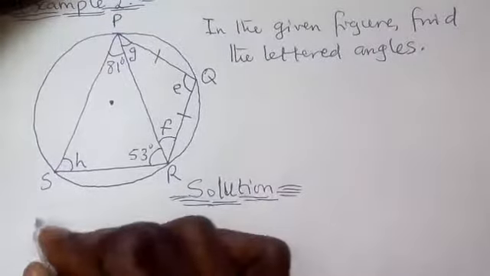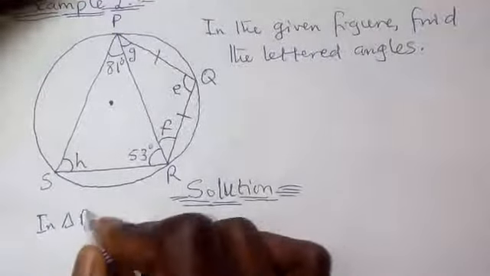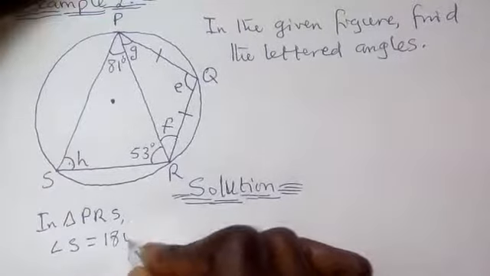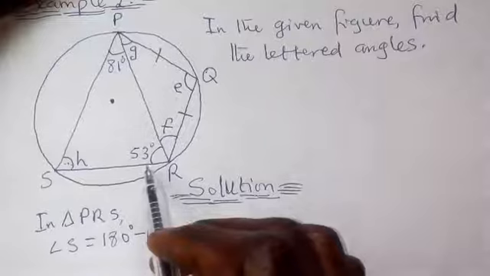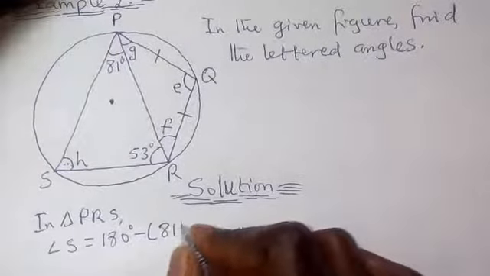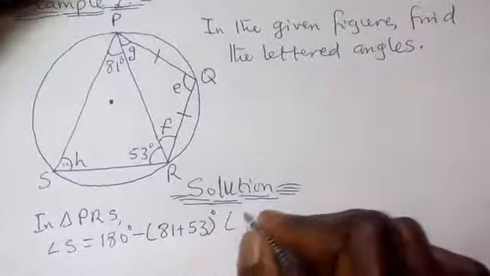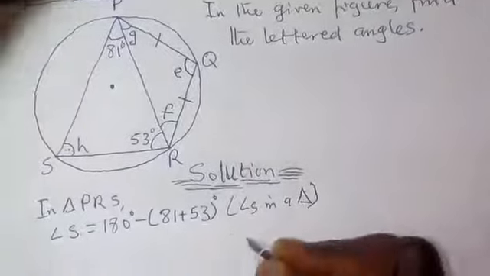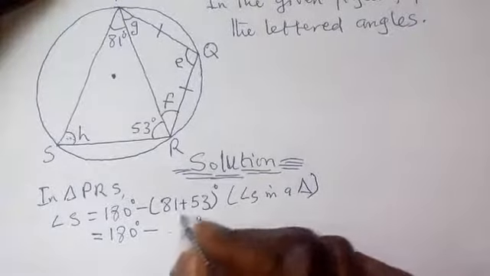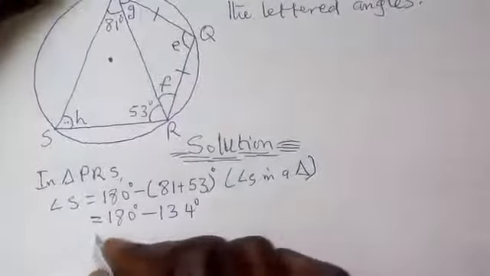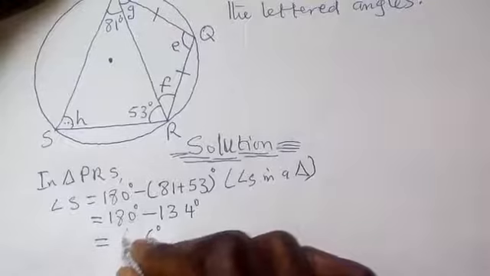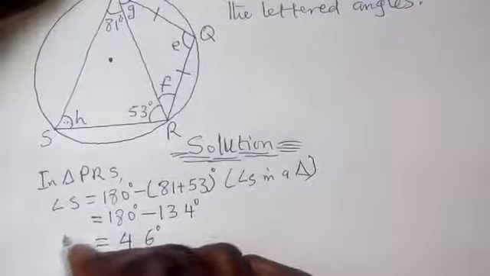In getting the third angle, we say in triangle PRS, that's what we are working on, angle S will give us 180 degrees minus, we add these two angles together, then subtract the result from the sum of angles in a triangle, and that's why we have 180 minus 81 plus 53, all in degrees. That is angles in a triangle. Now if we do this, we have 180 degrees minus, add up this, we have 4 here, then 8 plus 5 will give us 13. If we do this subtraction, we are going to have 6 at this point, then we have 46 degrees.